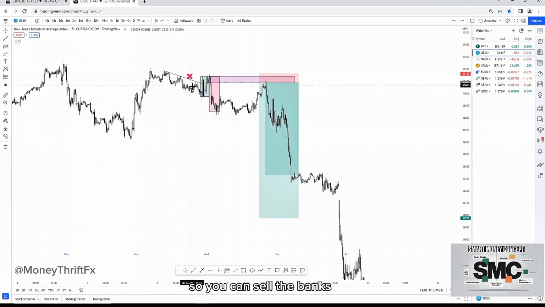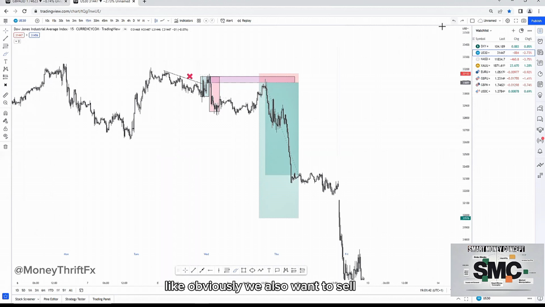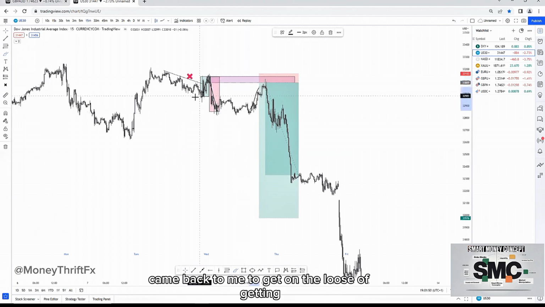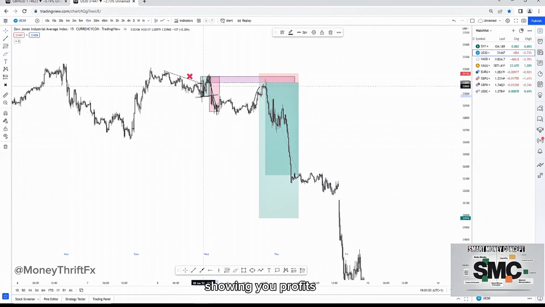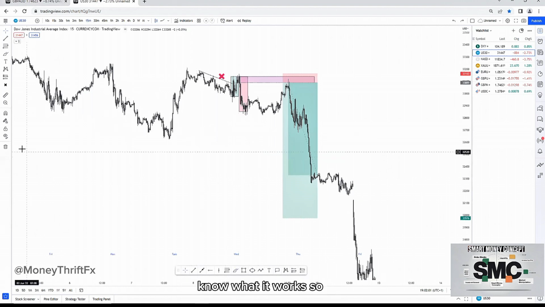So you can see that the banks initially wanted to sell. People trading trend lines obviously also want to sell. But you can see how the bank bought to capture their money out before selling, came back to mitigate and close off their initial fake-out buy position in profit, before now dumping the sell. So that is what it's all about. That is how mitigation theory works.